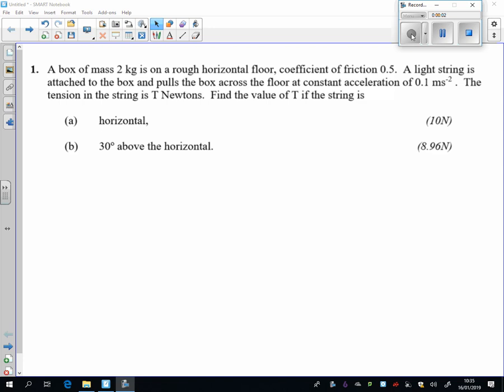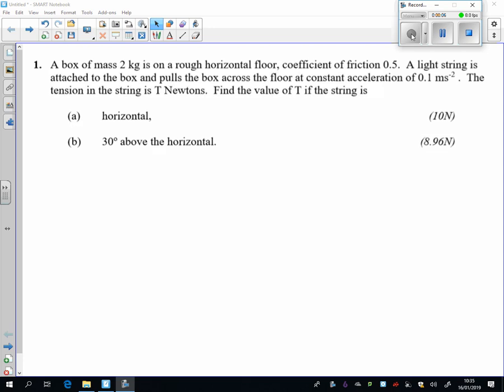Review sheet C, question 1. We've now got a rough horizontal floor. So I'm going to draw a diagram here and put our mass. Our mass is 2 kilograms. And we can put our forces onto this.